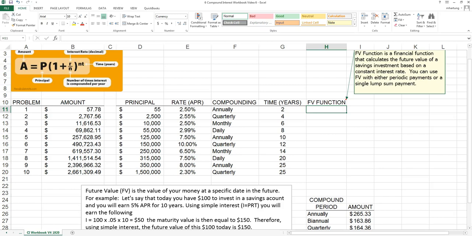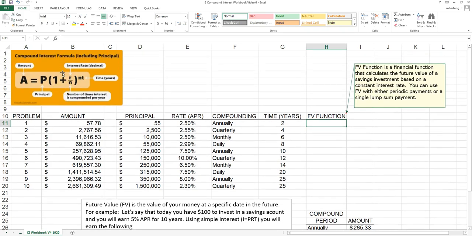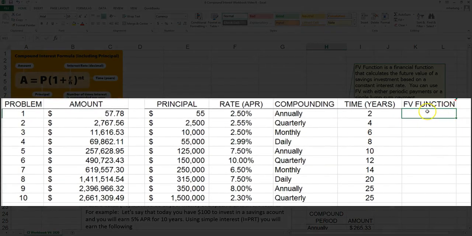Let's apply the future value function to calculate the same amounts that we were able to calculate in previous videos utilizing the compound interest formula. We'll start with that equal sign, FV, parenthesis, and then we see that we are prompted for the rate. And as we previously learned, we separate these variables or arguments by commas. And so the first one is the rate.